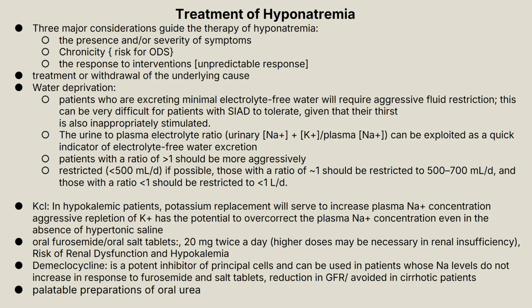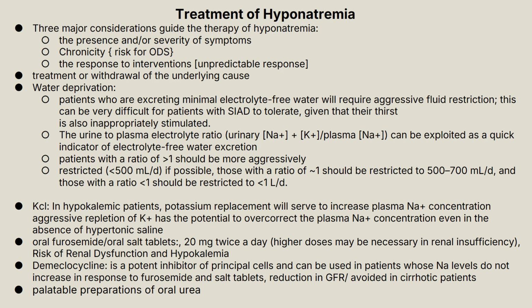Water deprivation, and some notes about it. Patients who are excreting minimal electrolyte-free water will require aggressive fluid restriction. This can be very difficult with patients with SIAD. And why is that? Because their thirst is also inappropriately stimulated. The urine to plasma electrolyte ratio, which is urinary sodium plus potassium over plasma sodium, can be exploited as a quick indicator of electrolyte-free water excretion.